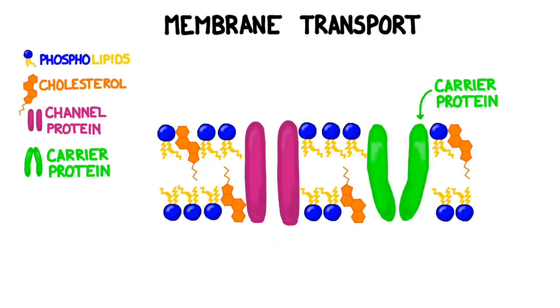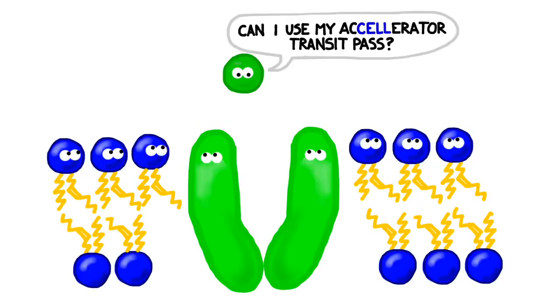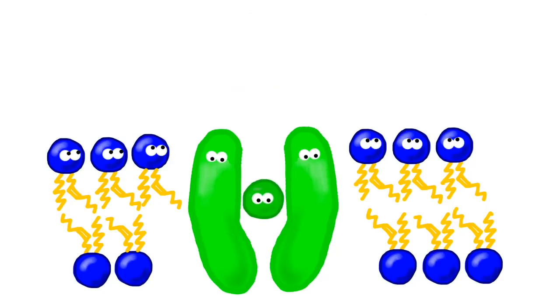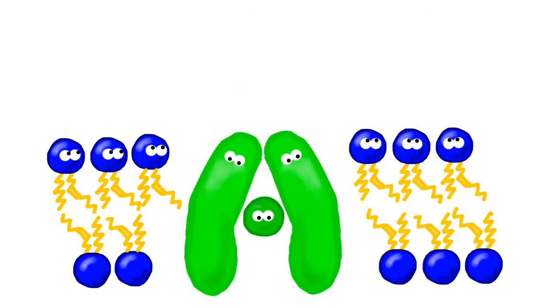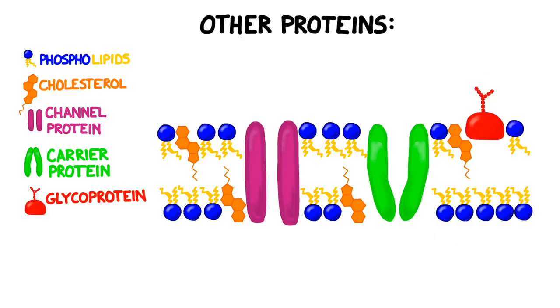Structures called carrier proteins charge a toll to admit a molecule. In return for a small amount of ATP, these proteins allow certain molecules to pass through. They are especially useful because they can often pump items against their concentration gradients. A great example of this is the sodium-potassium pump, which pumps sodium out of cells and potassium into cells, allowing neurons to work.